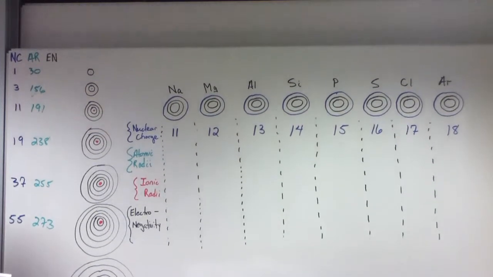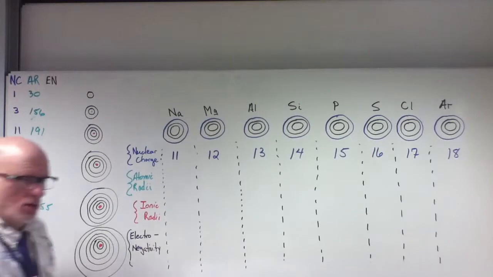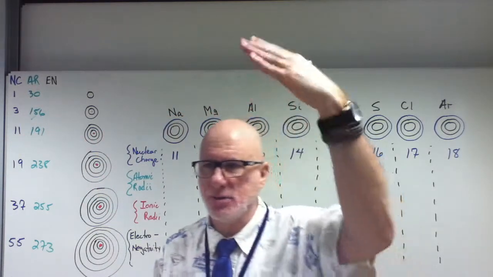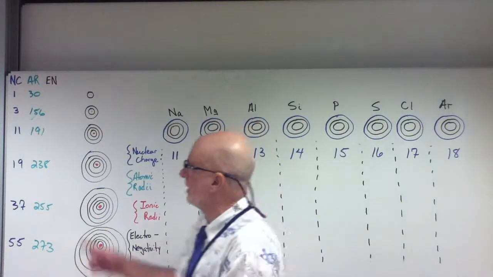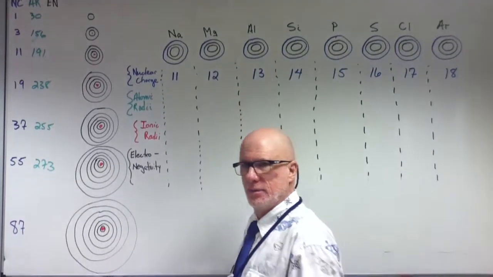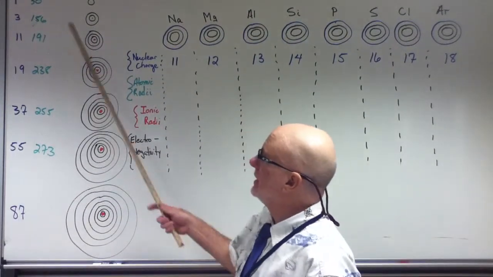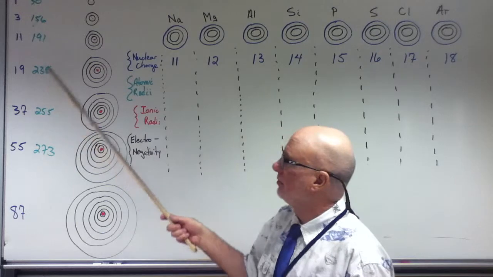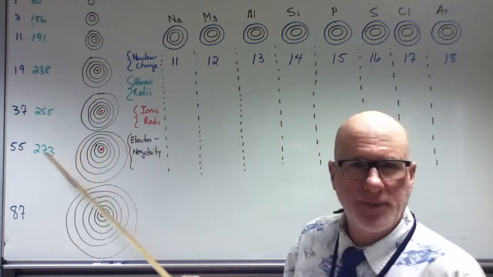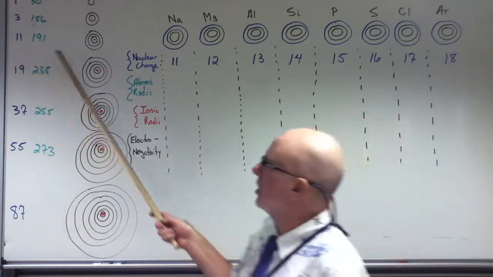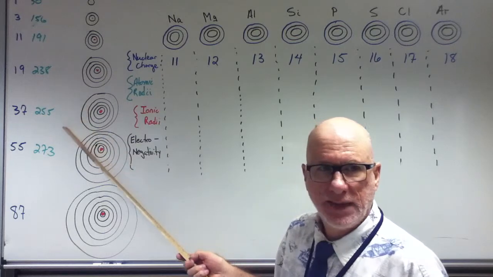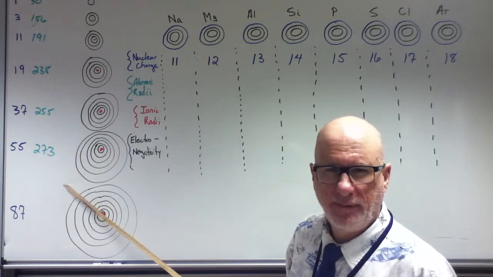Now, what's happening to the atomic radius as I go down the column? It's increasing, but it's increasing at almost a logarithmic rate, isn't it? It starts off dramatic and then it kind of slows down, right? Doesn't it? You see that?